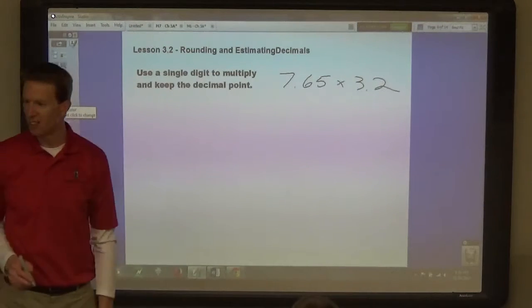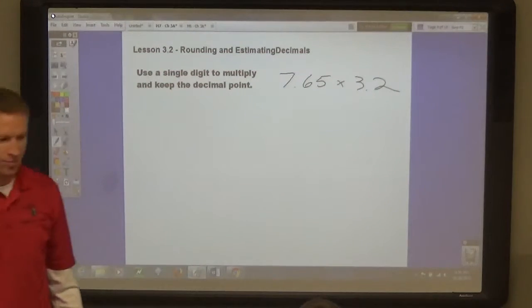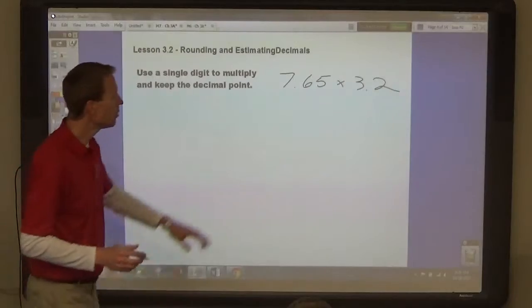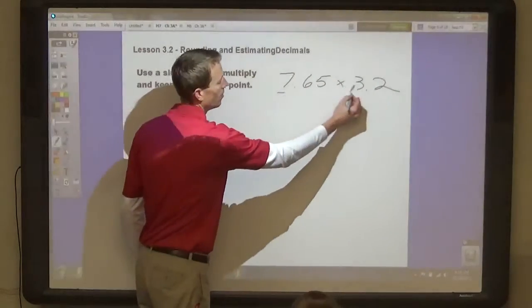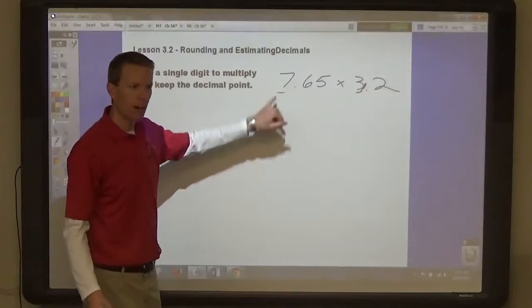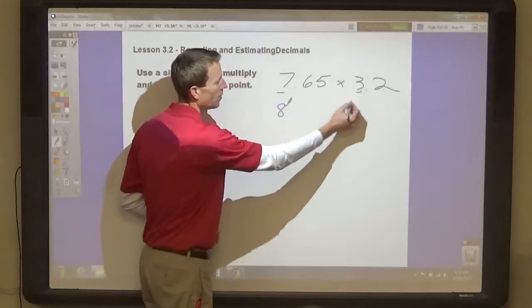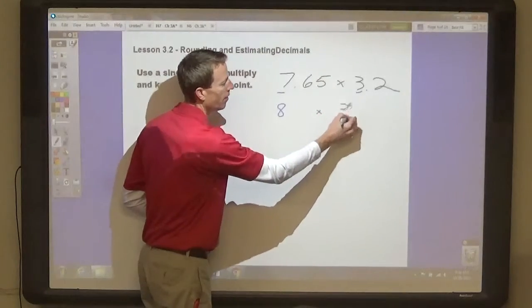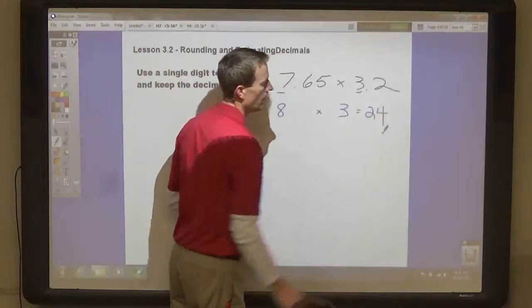Start writing. Round these to a single digit, to the nearest 1, for example. This would round to 8. And this would round to 3. So you do 8 times 3. Okay.